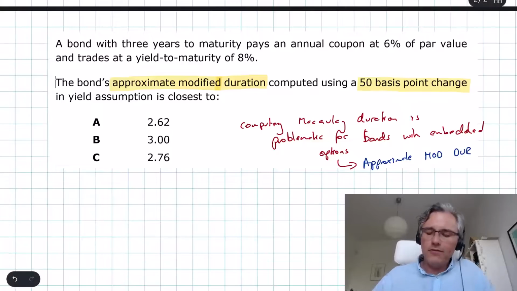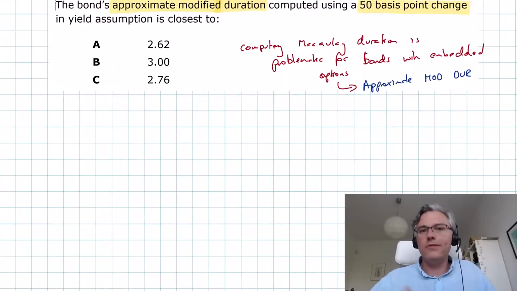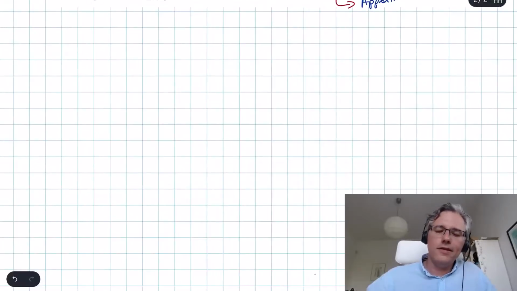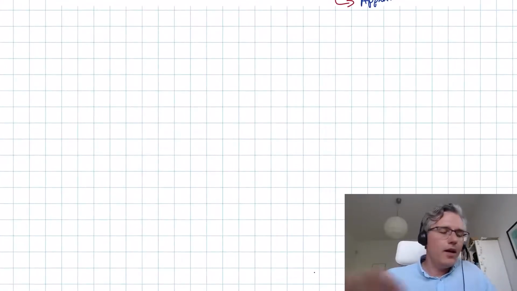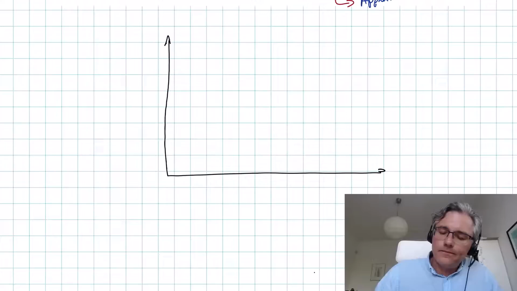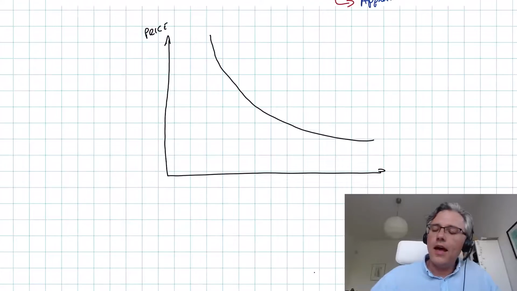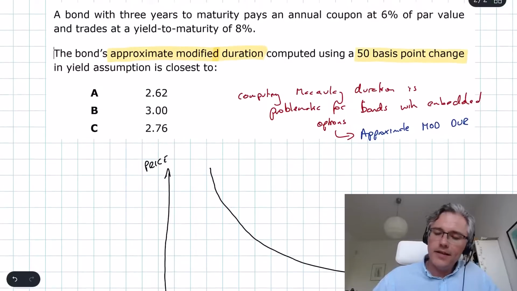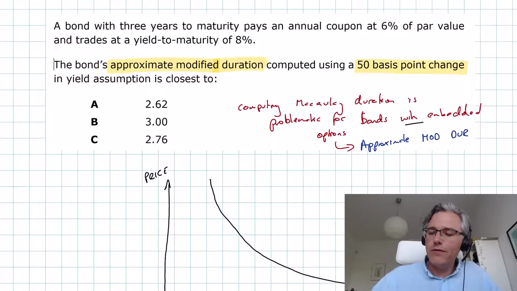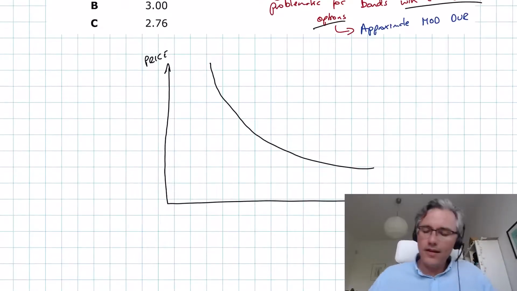Now, what's all this about? I don't think you'll have to do this in the exam because, to be honest, approximate modified duration will come in very close to modified duration, so there's no point testing this. You just have to know the concept more or less. What you need to do is the following. This is our convex relationship between the price of a bond and the yield. Now, I said just a moment ago that doing this computation really makes sense when you've got bonds with embedded options. Well, this one doesn't, so it even more doesn't make sense, but you just have to understand the concept.